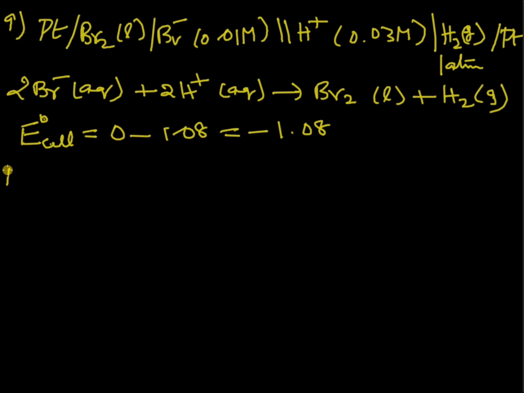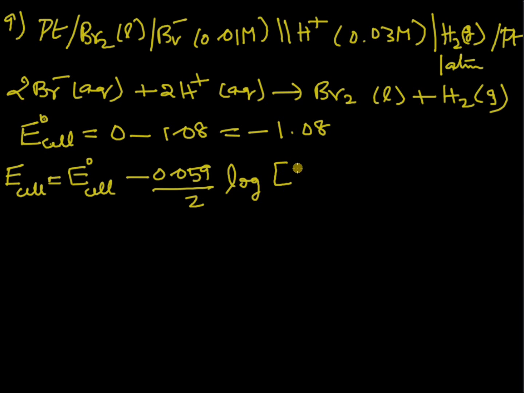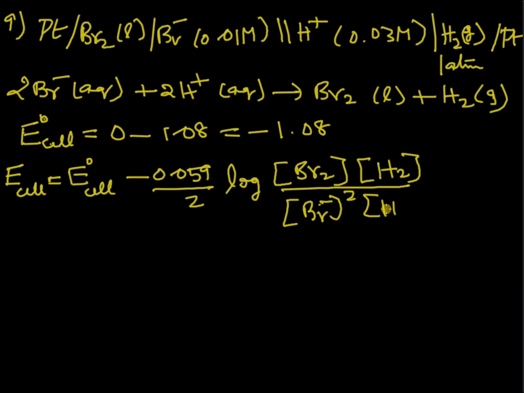Now Nernst equation will be this way: E cell is equal to E0 cell minus 0.059 by 2 log concentration of the bromine liquid into pressure of hydrogen gas by concentration of Br minus ion to the power 2 and concentration of H plus ion to the power 2 as per the equation. That is why we say writing the equation will be a lot helpful.